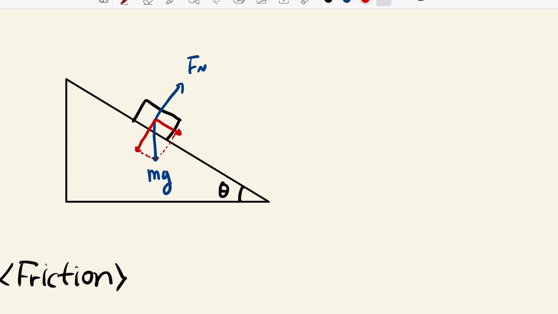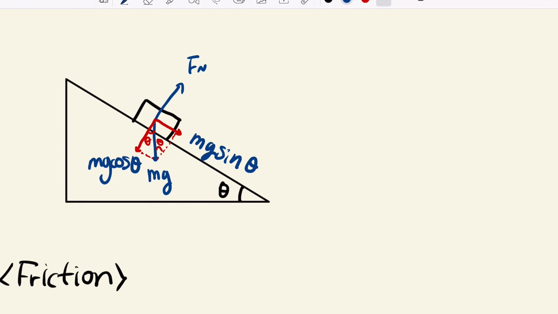And here, we know that that theta right there is equal to this theta, and that theta is also equal to that theta. If we know that this is mg, and we know that in this triangle and this triangle, this theta is equal to this theta and this theta, due to trigonometric knowledge, we know that that vector right there is equal to mg sine theta, and that vector down here is equal to mg cos theta.